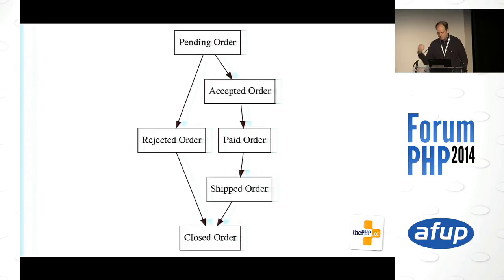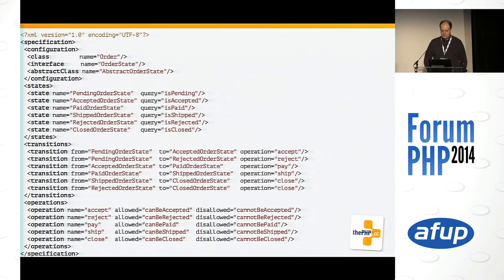And we can turn this into code using a not so scary approach, like having our specification. We have the states: pending, accepted, paid, shipped, rejected, closed. We can accept, reject, pay, ship, and close. And you can use this to generate the code and the tests, and it works.